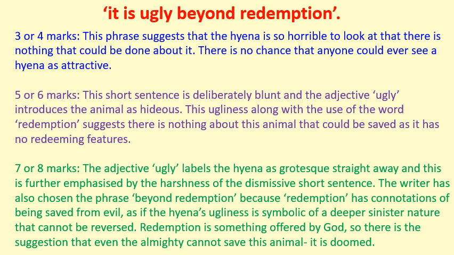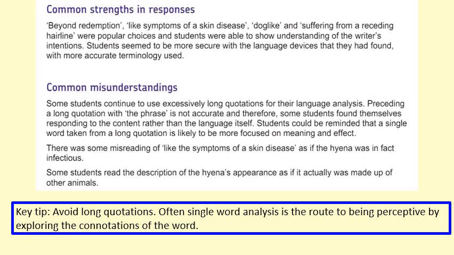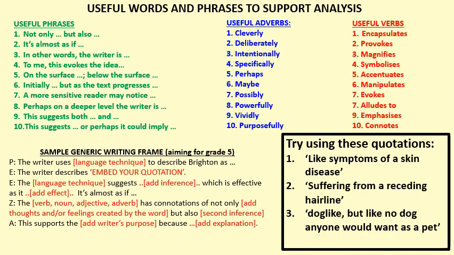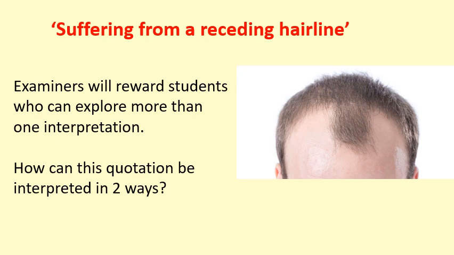So on this question, when I talk about a lot about a little, that's our example. Okay, this is what the example would say. Key thing, avoid long quotations. Often thinking about single words within the paragraph for question 2 allows you to be perceptive. If you can't see techniques, don't worry about it. Just talk about individual words and think about some phrases there that might help you. You might use some adverbials like the writer vividly creates da da da, something like that.